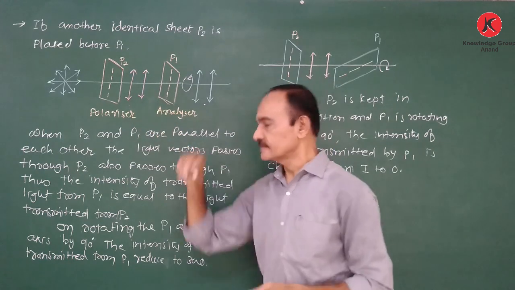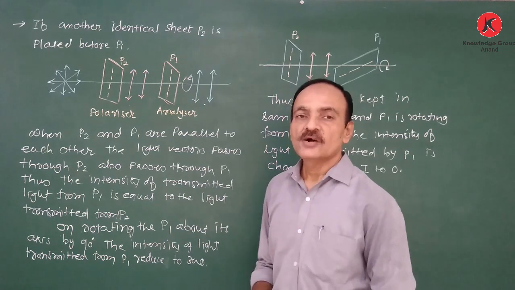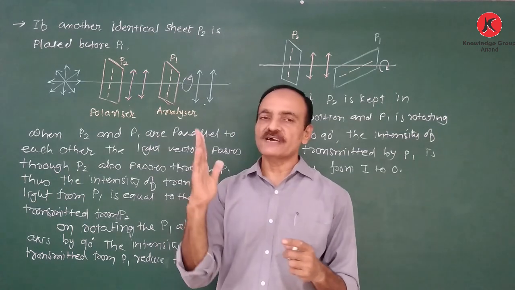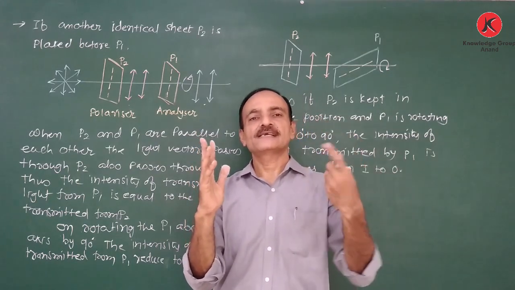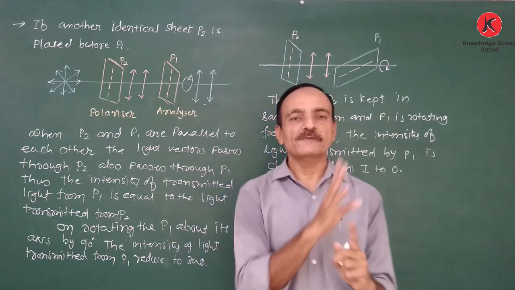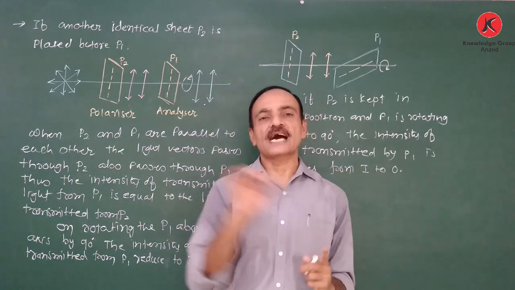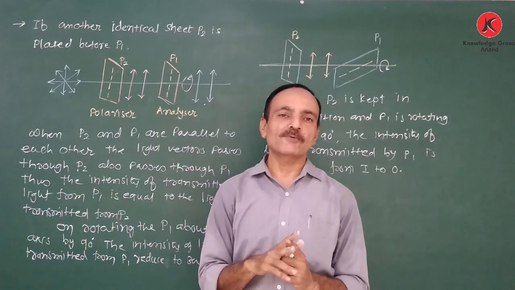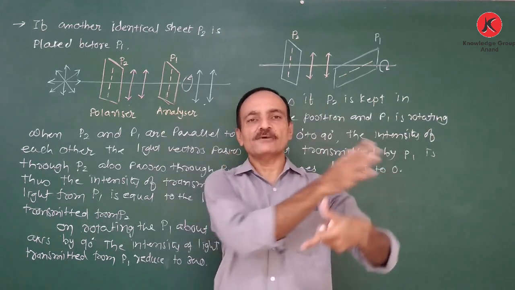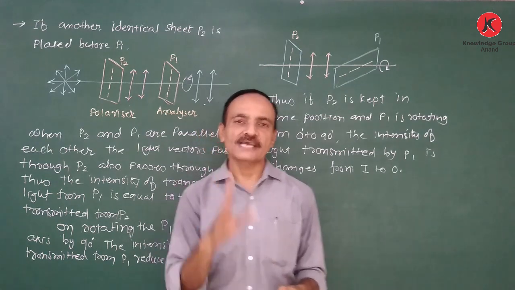But when we keep two polaroids and rotate one, the relative motion of these two polaroids takes place: one is kept fixed, the second is rotating. When the axes of both polaroids become parallel, only then do we obtain the maximum intensity of the transmitted light, but it is half of the intensity of the unpolarized light. And due to the rotation of P1, the intensity of the transmitted light changes from I, the maximum, to the minimum, that means 0.